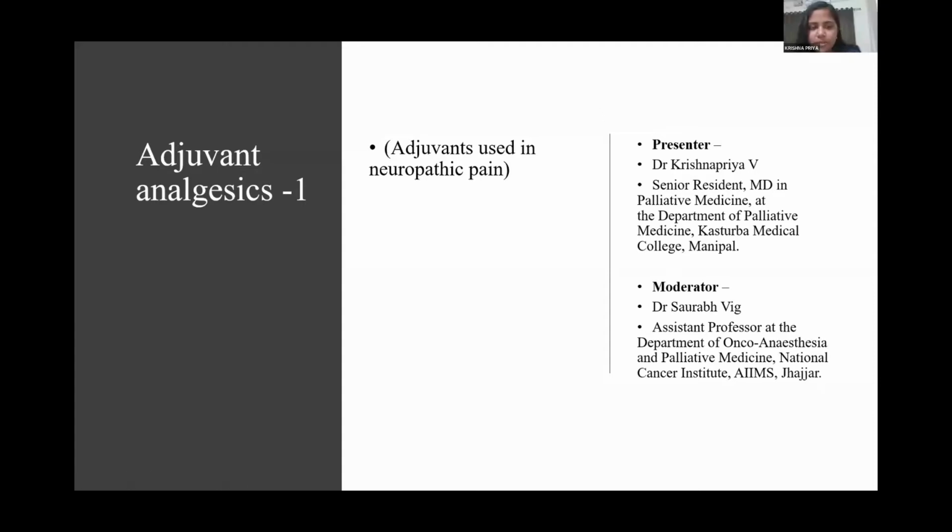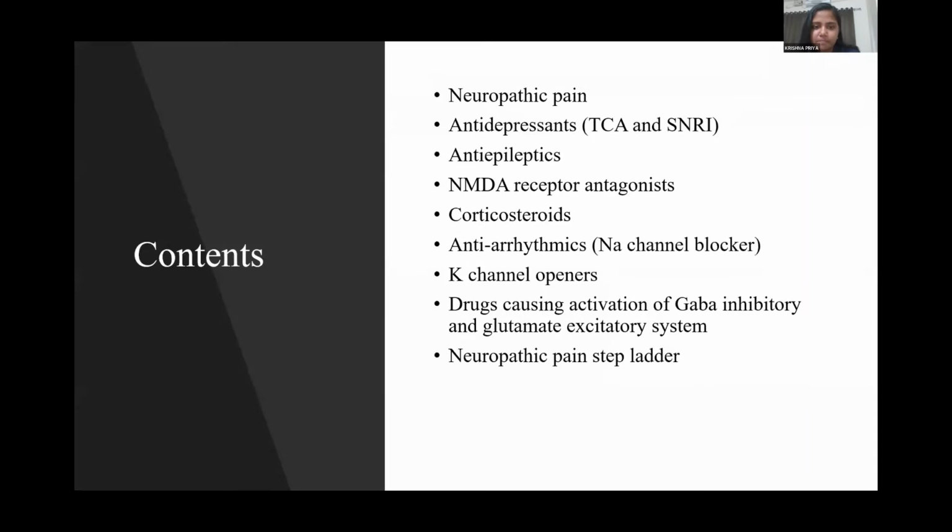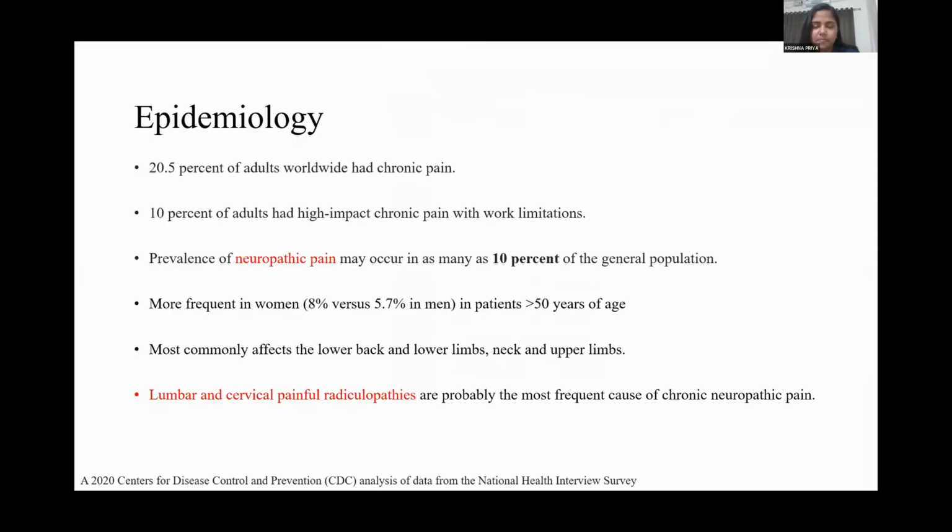Today's topic is Adjuvant Analgesics Part 1, that is, adjuvant analgesics used for neuropathic pain. So the contents that we'll be discussing are neuropathic pain, antidepressants, that is TCAs and SNRIs, anti-epileptics, NMDA receptor antagonists, corticosteroids, anti-arrhythmics, potassium channel openers, drugs causing activation of the GABA inhibitory and glutamate excitatory systems, and the neuropathic pain ladder.